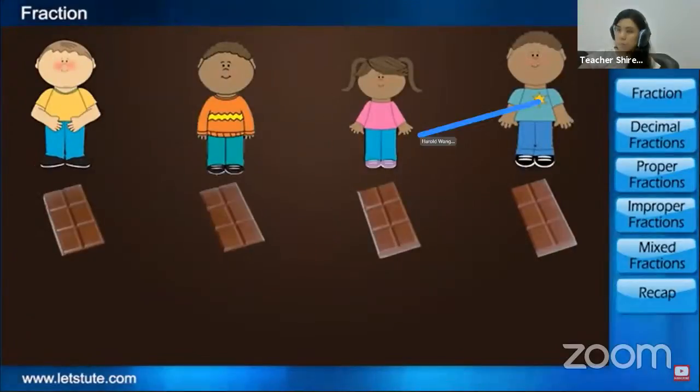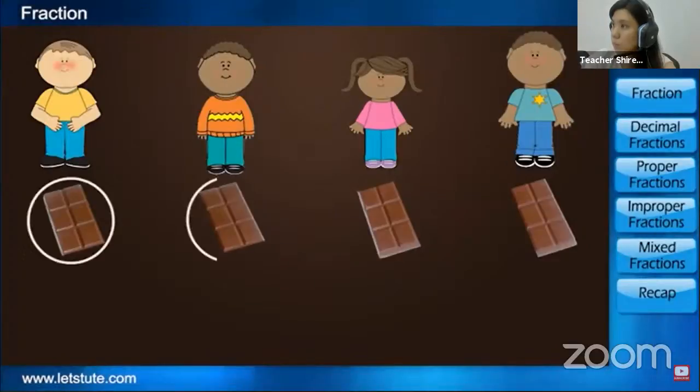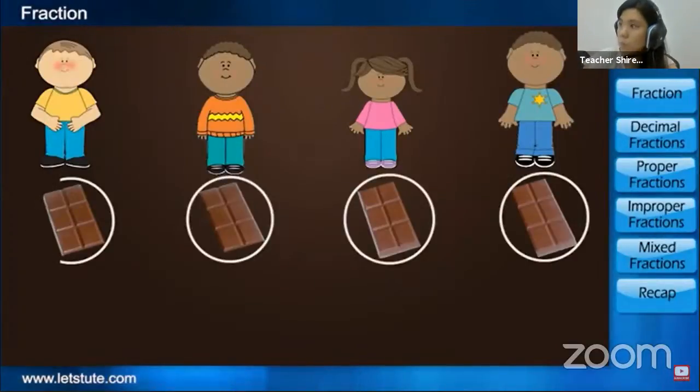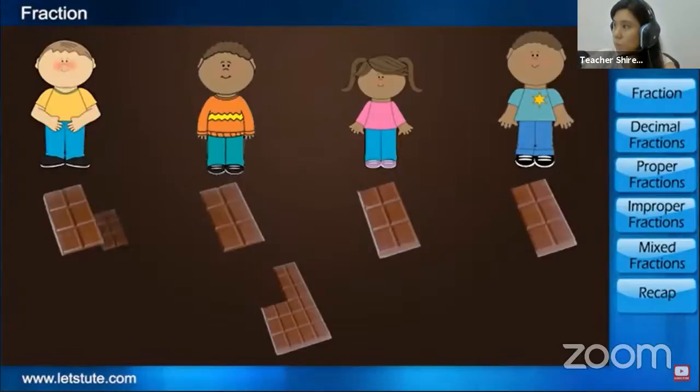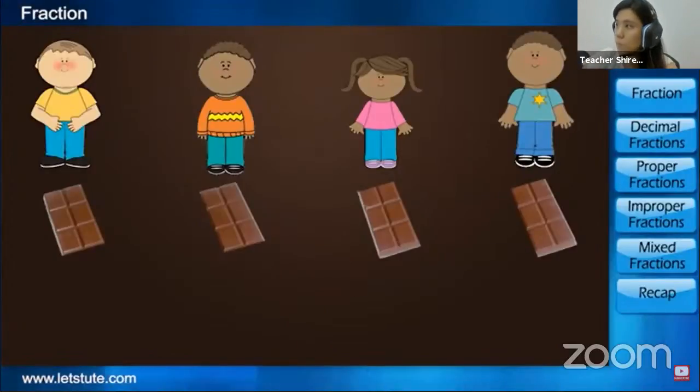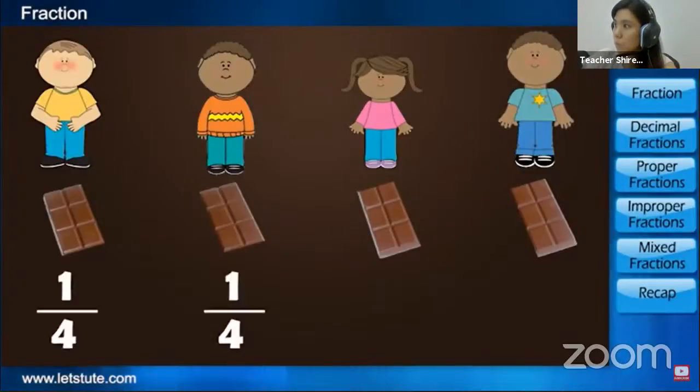Nice. You have divided one whole chocolate into 4 equal parts. So, each one of you will get 1 part out of the 4 parts of the chocolate. Or can we say that each one of you had 1/4 part of a chocolate?